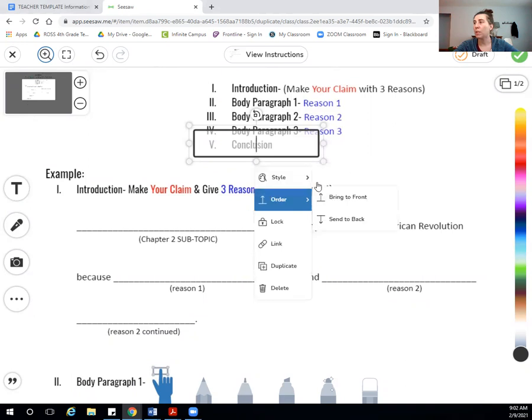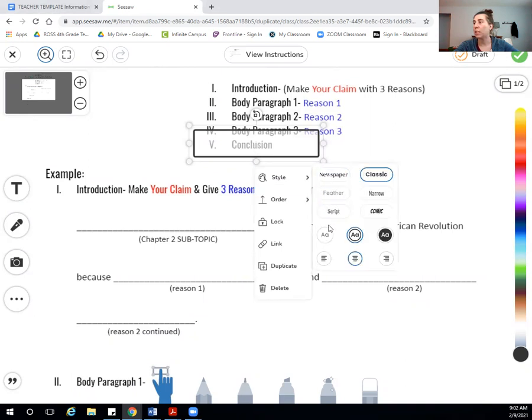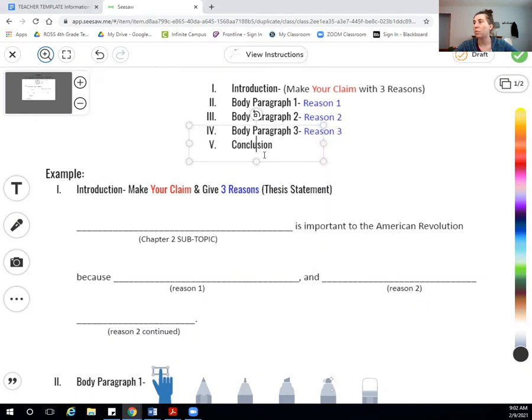As always, I'm going to get my box ready so I can write about the American Revolution. In my subtopic 2, I wrote about Paul Revere. So I'm going to say why Paul Revere is important to the American Revolution.